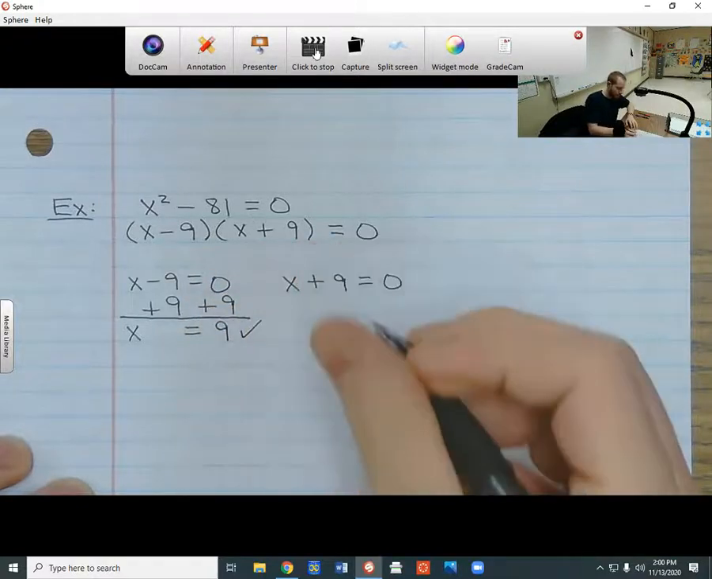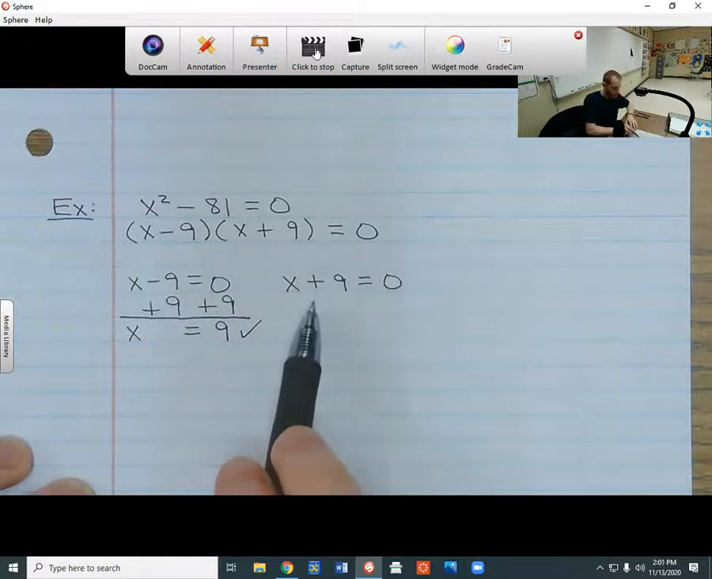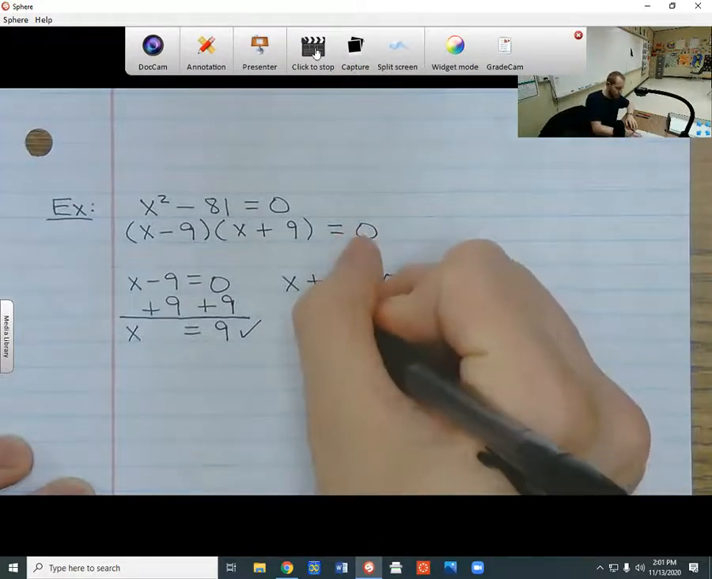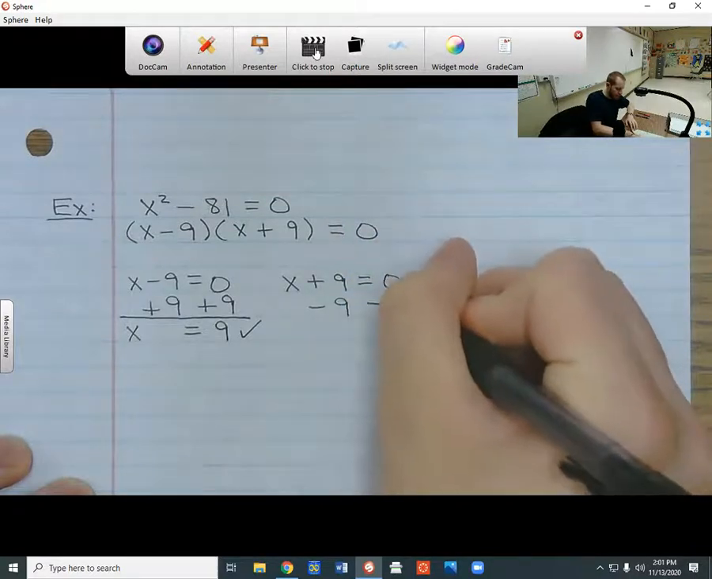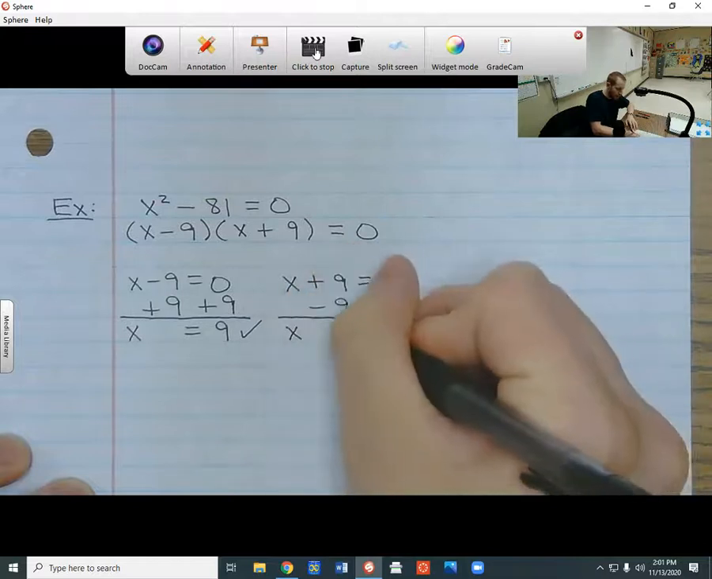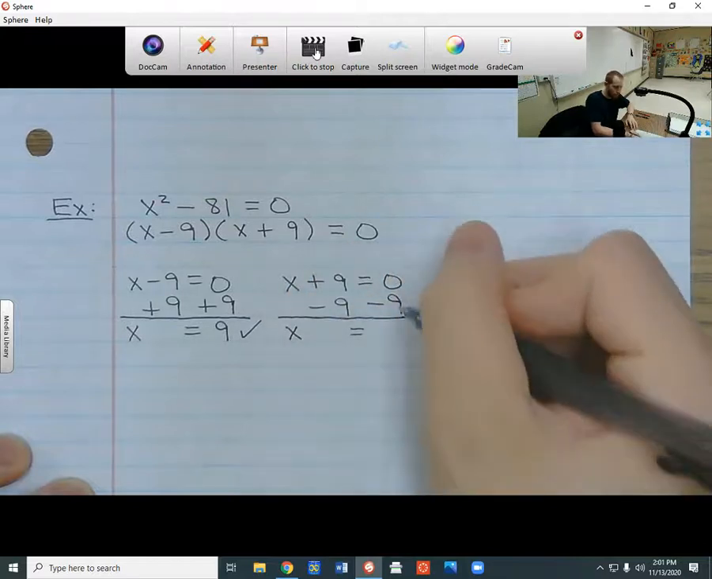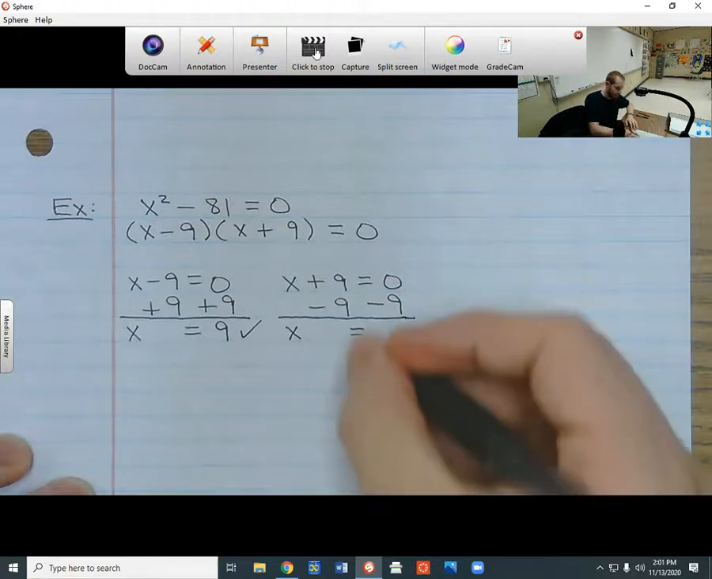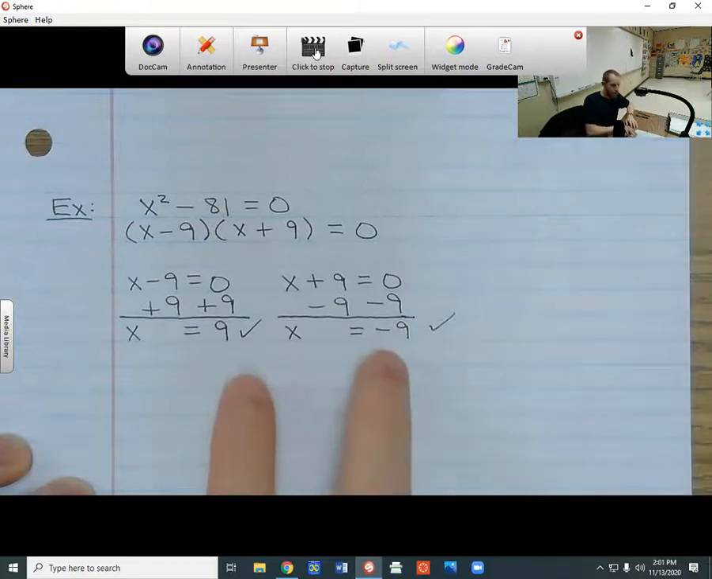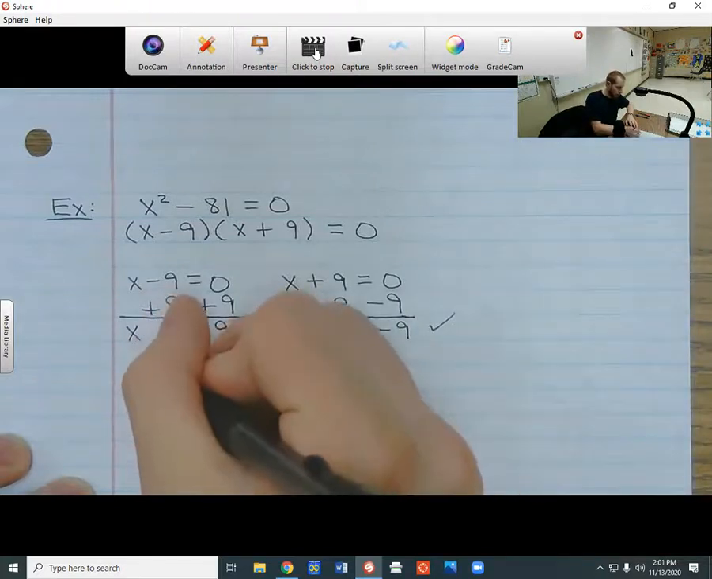Over here, I've got x plus 9 equals 0. So what I have to do is, to get x by itself on the left side, I've got to get rid of this plus 9. So I can subtract 9 from both sides. So when I do that, the plus 9 and the minus 9 are going to cancel each other out. So I get x equals 0 minus 9, which is negative 9. And that's my second answer. So now that I have both my answers, I can put them in a solution set. 9, and negative 9.